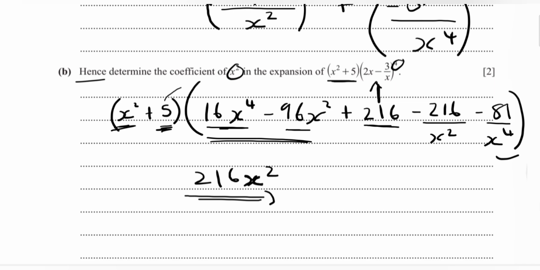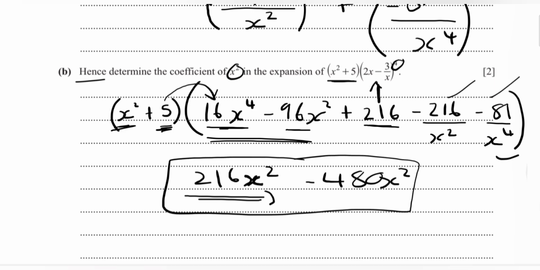If we say 5 times this, we don't get a term in x squared. But if we say 5 times minus 96, we get minus 480x squared. And we can see that there is no other way we are going to get a term in x squared after multiplying 5 and these terms. So these are the only two terms in x squared that we get for this expansion.